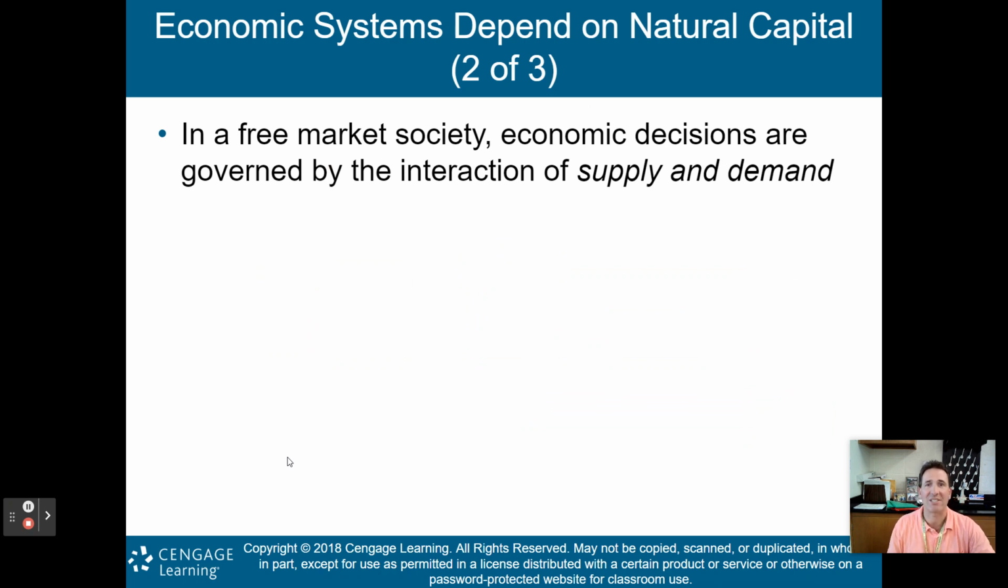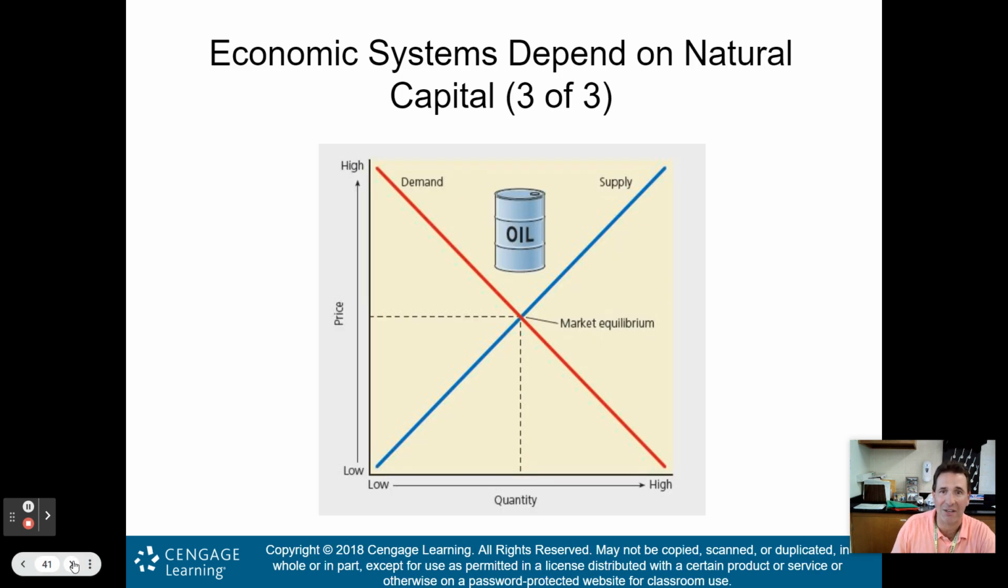So in a free market society, economic decisions are governed by the interaction of supply and demand. Right, let's take a look at oil here. As the demand for oil goes up, the price for oil continues to go up as well, right? So we have high quantity here, and the price actually goes down, right? So let me correct myself there. As the quantity of a material goes up, the price for that material actually goes down, right? Because the more you have of it, the more that's lying around, the less it costs. If the quantity is rather rare, we don't have a lot of it, well, then obviously the price goes up.